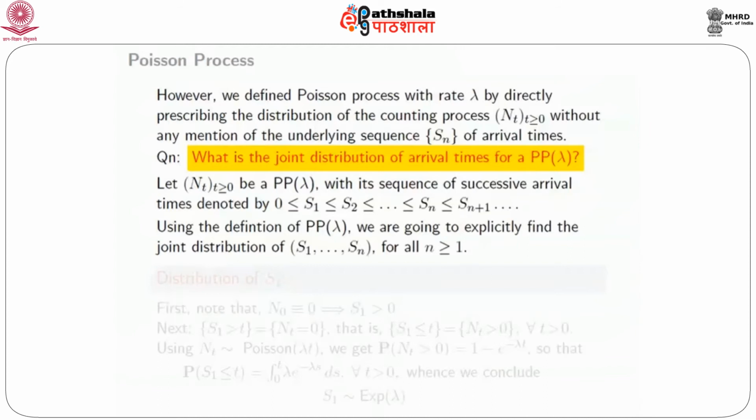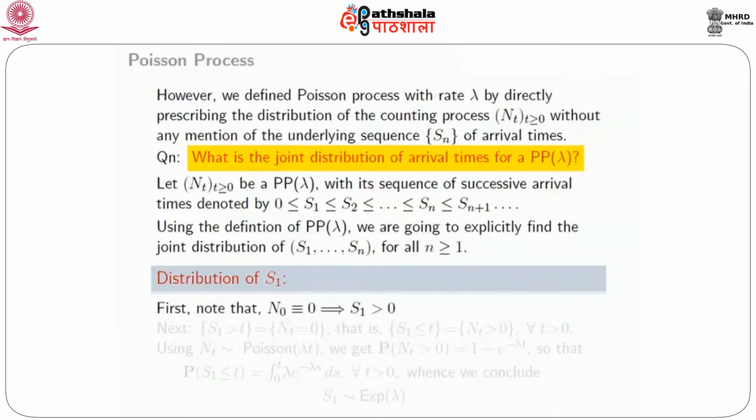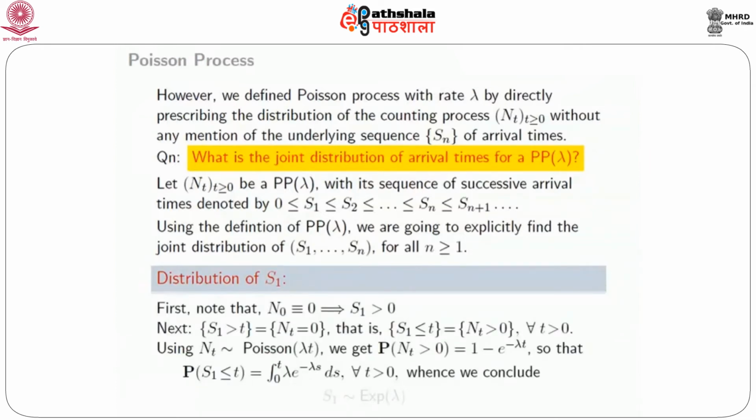Note that because our definition of Poisson process says that N0 is identically 0, that immediately tells you that S1, the time of the first arrival, has to be strictly positive. No arrival at time 0. That's part of the definition of Poisson process. Next, by definition, S1 greater than t, that means the time of arrival of the first event is strictly larger than t, means that up to time t no event has occurred, so Nt equals 0. That is the same thing as saying that S1 ≤ t is the same as the event that Nt is strictly positive, for all t greater than 0. Now we use the fact that from the definition, Nt for a Poisson process is a random variable with distribution Poisson with parameter lambda t.